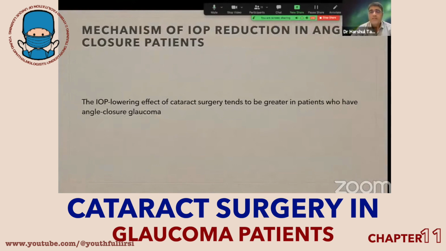If you look at the mechanism of IOP reduction in angle closure glaucoma patients, the IOP lowering effect of cataract surgery tends to be much greater in patients who have angle closure glaucoma, because there is a reversal of the pupillary block or the angle crowding which occurs in angle closure patients.